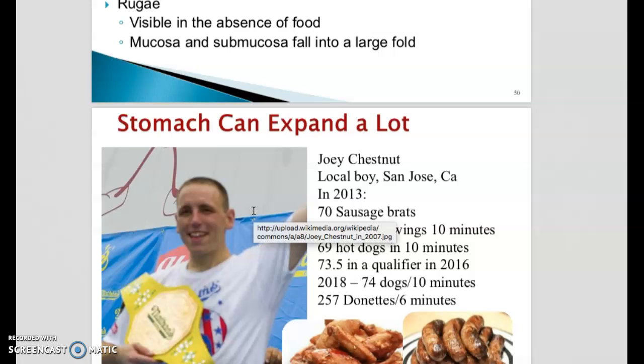As you know, the stomach could explain a lot. Here's a local person from the Bay Area, Joey Chestnut, a professional eater.